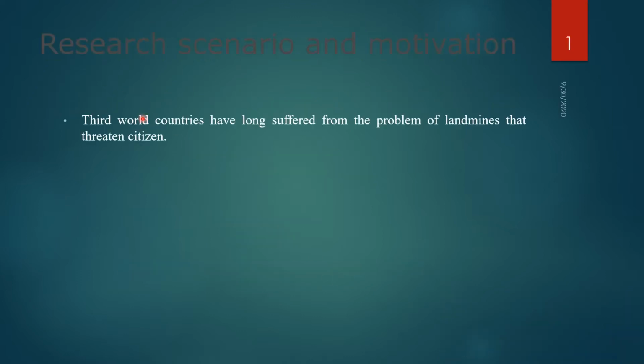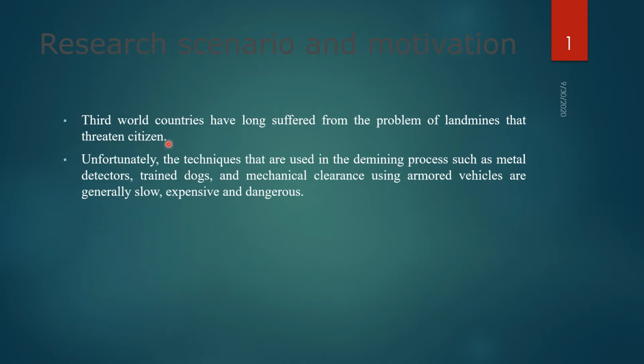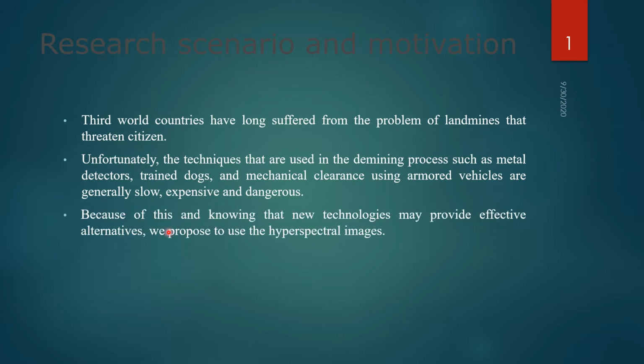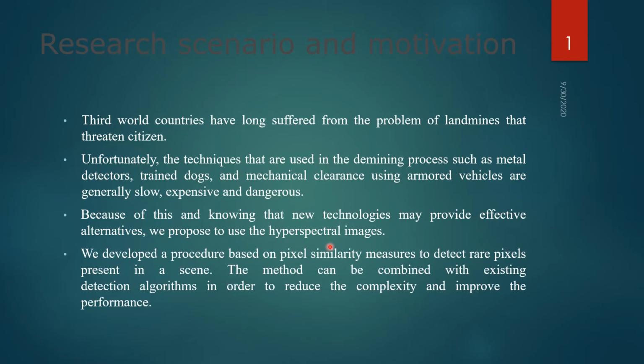Third world countries have long suffered from landmine problems that threaten cities. Unfortunately, existing techniques in landmine detection, like metal detectors, trained dogs, and mechanical clearance, are generally slow and dangerous. Knowing that new technology may provide effective alternatives, we propose to use hyperspectral images.